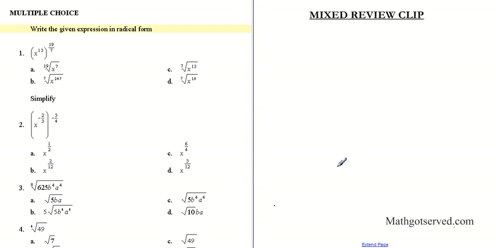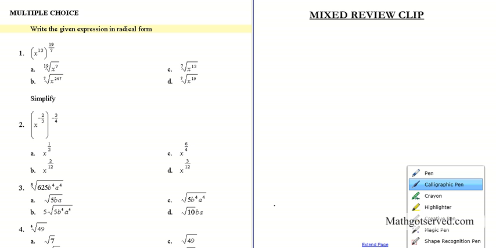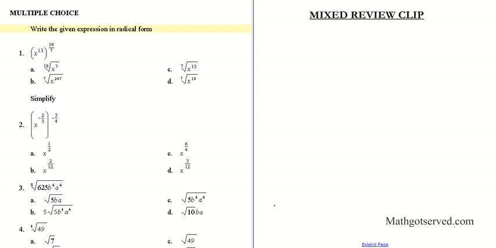So let's go ahead and take a look at these examples on the right here. We're going to start out with question number 1. In question 1, we're going to simplify the expression x to the 13 raised to the 9 over 17, 19 over 7.